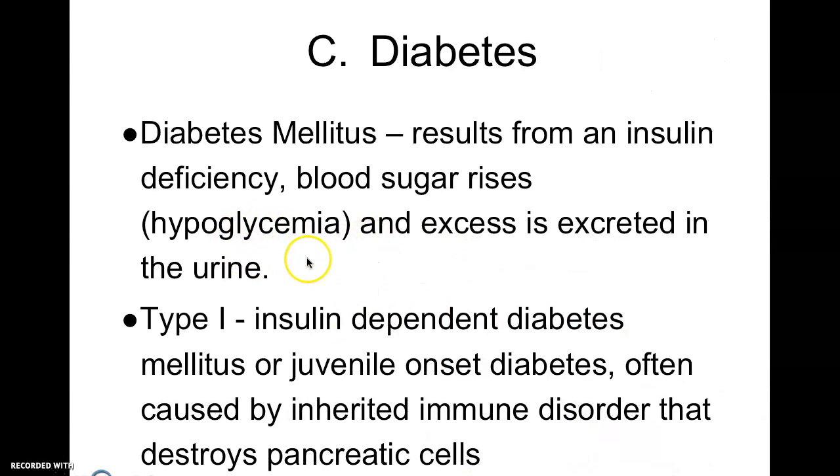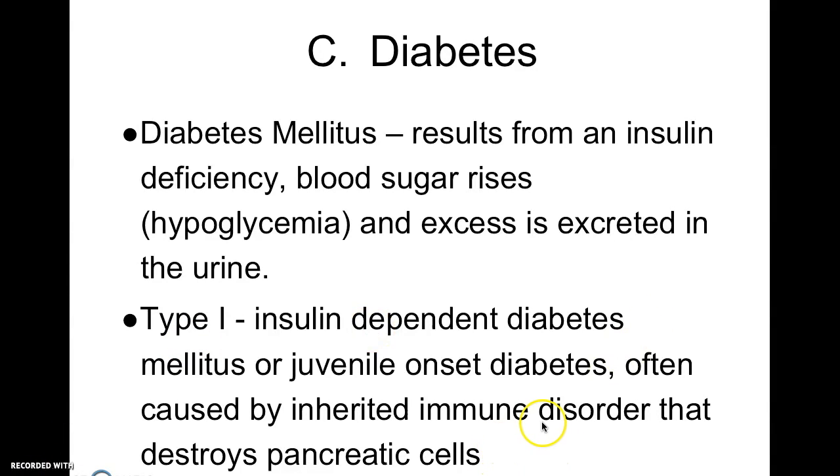Diabetes has different types. With diabetes you become insulin deficient, and there are two different reasons. It could be genetic or it could be because of your diet, but blood sugar rises and the excess is excreted into the urine. Type 1 is something that you're born with, so it's nothing that you did, that anyone did. It was something genetic.